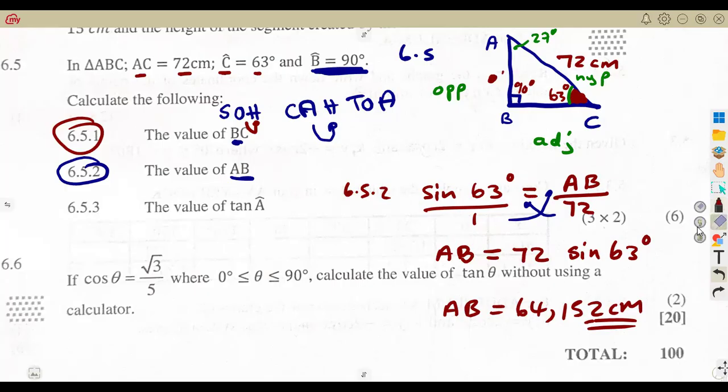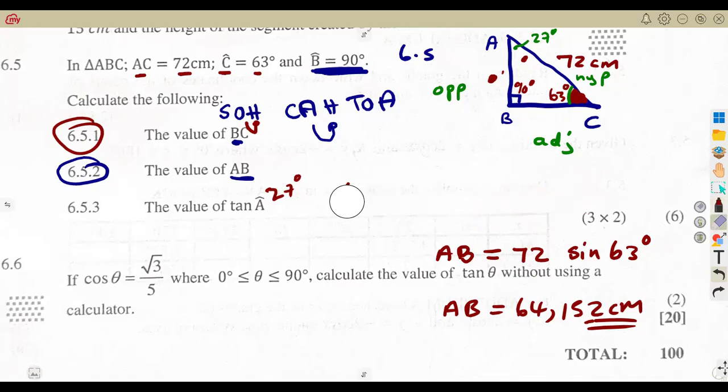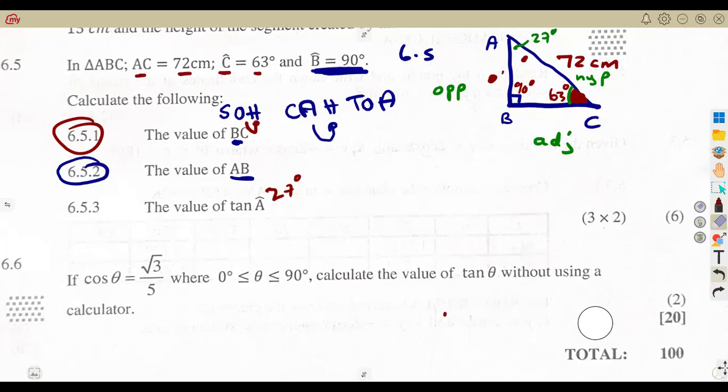On another part, you are given to find the value for tan of A. So for tan A, you can find your angle A. We have 27, so it's simply tan 27 degrees, which is 0.510. Or you can substitute the values that we obtained in our calculation.